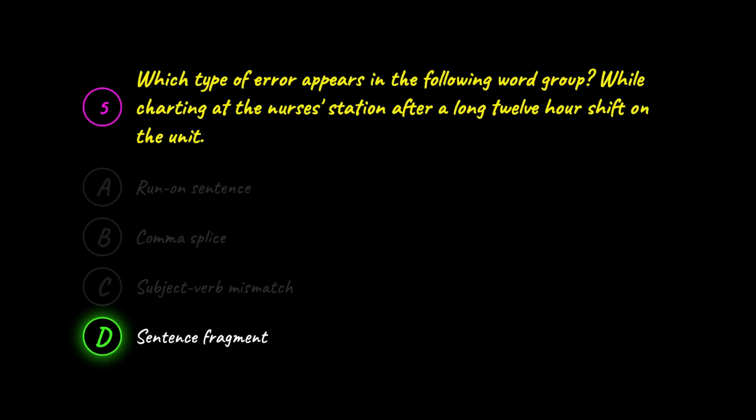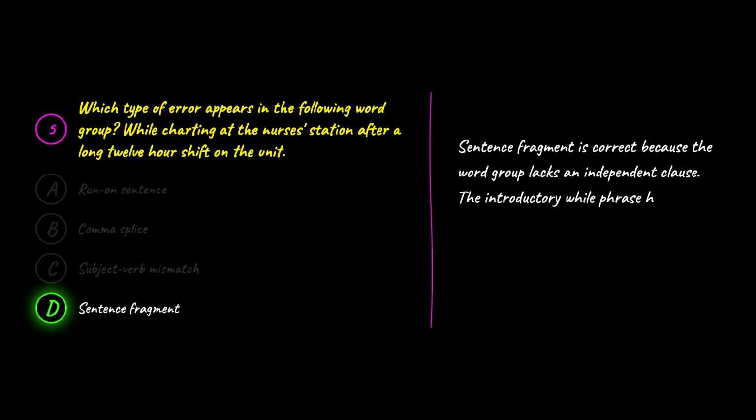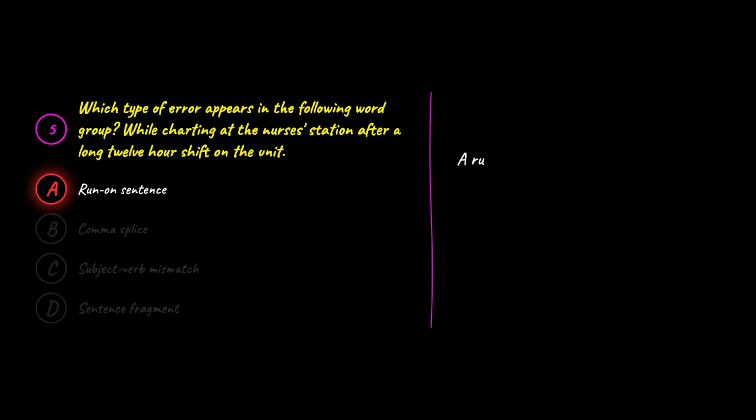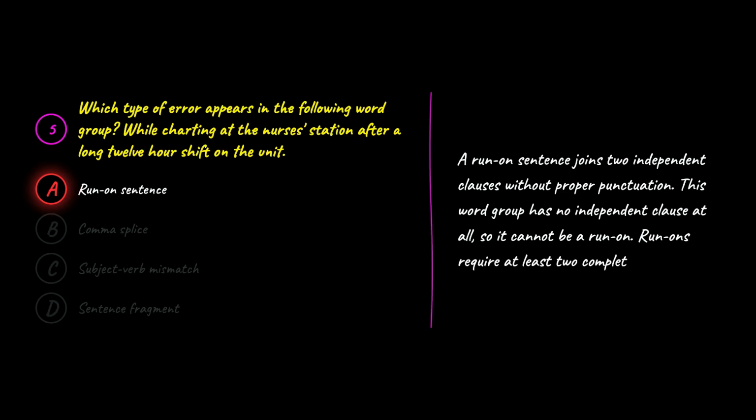The correct answer is D, sentence fragment. D is correct because the word group lacks an independent clause. The introductory "while" phrase has no main subject and verb to complete it, so the words cannot stand alone as a sentence. A is wrong because a run-on sentence joins two independent clauses without proper punctuation. This word group has no independent clause at all, so it cannot be a run-on. Run-ons require at least two complete clauses joined incorrectly.